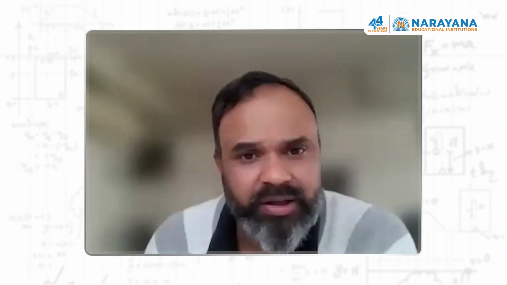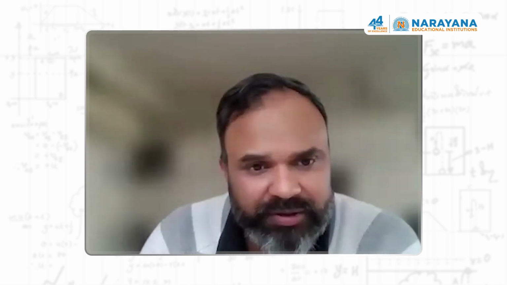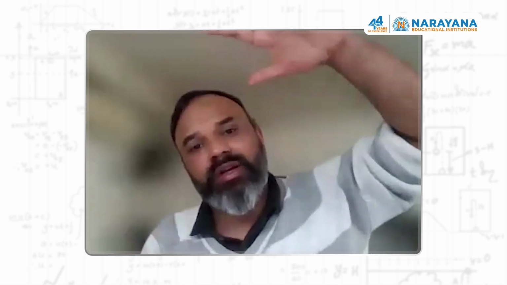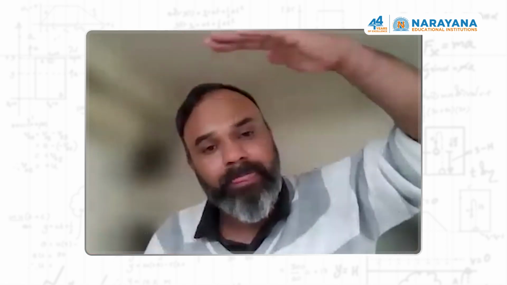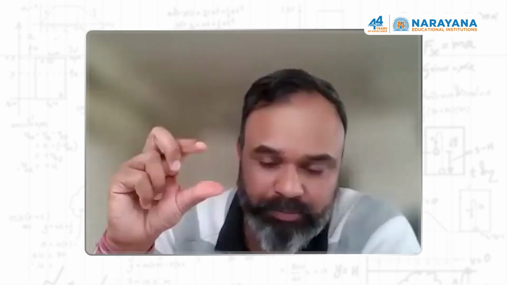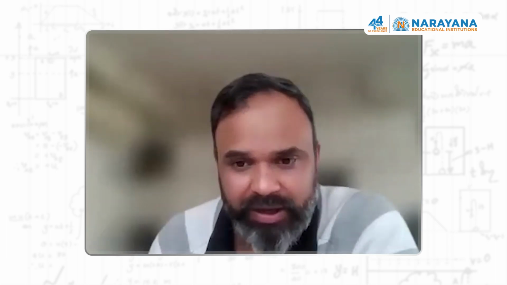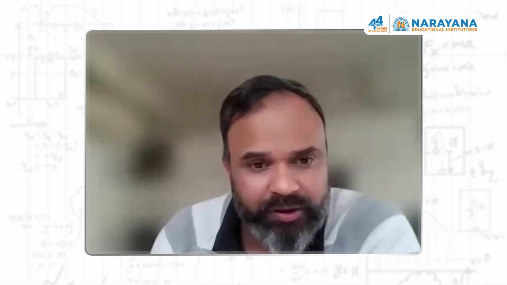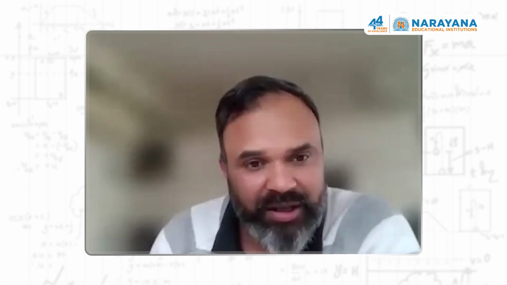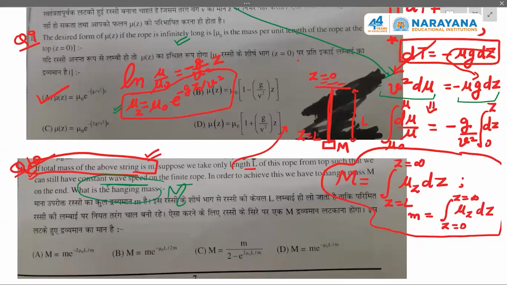Then he says that instead of using this infinitely long string having such a linear mass density function, we will take the same string and cut it at z is equal to some L. And instead of the second part of the string, we'll weld a mass, capital M, at z is equal to capital L. Then what should be that mass capital M so that we can still have the constant wave speed on the finite rope?